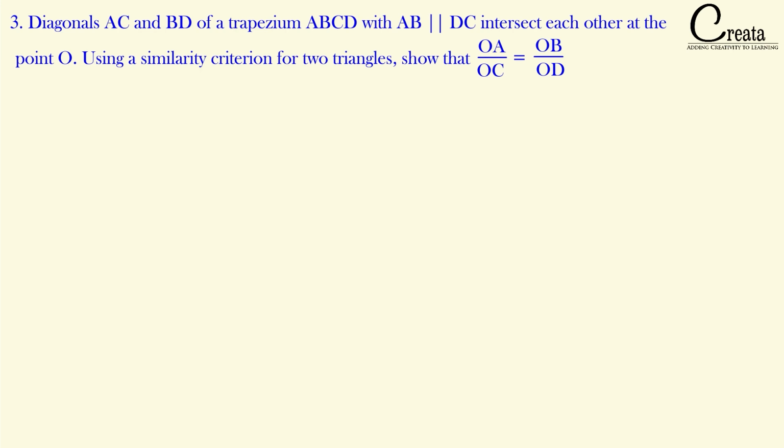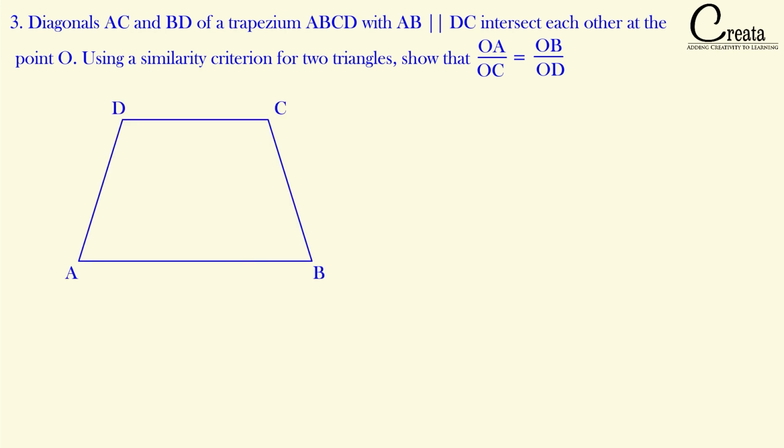Diagonals AC and BD of a trapezium ABCD with AB parallel to DC intersect each other at the point O. Using the similarity criteria for two triangles, show that OA upon OC is equal to OB upon OD. Let's observe the question. In this question, a trapezium ABCD is given. Let's draw the trapezium ABCD.